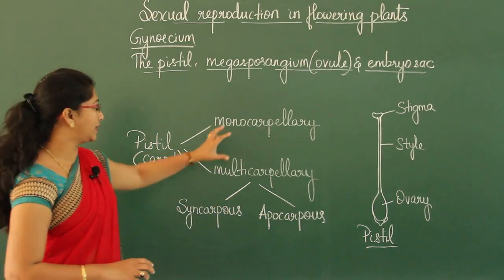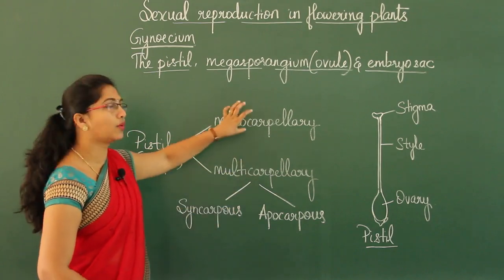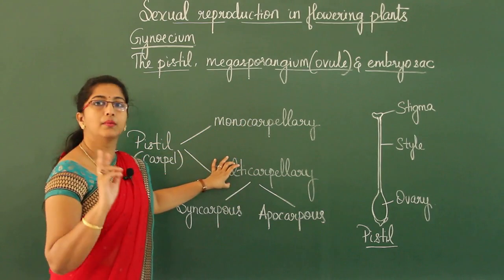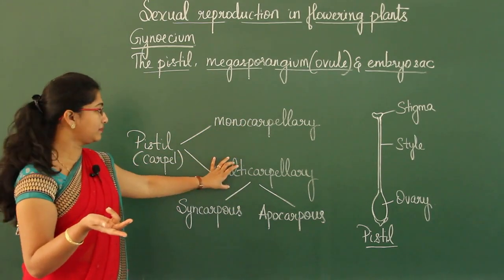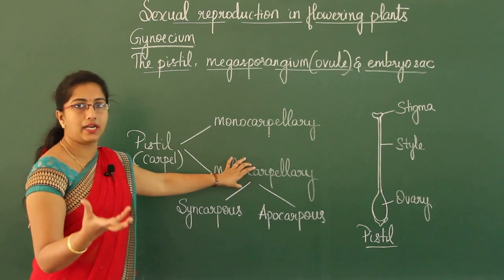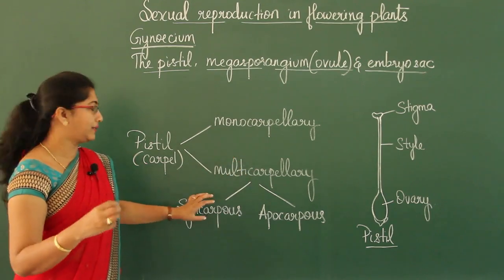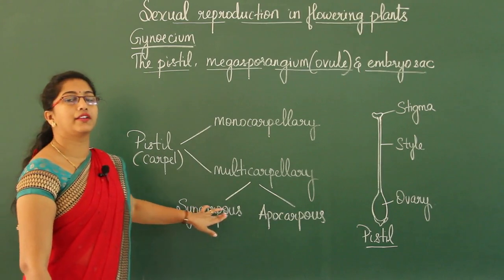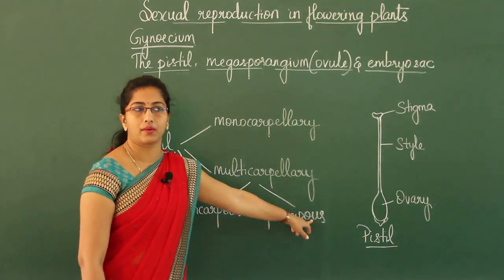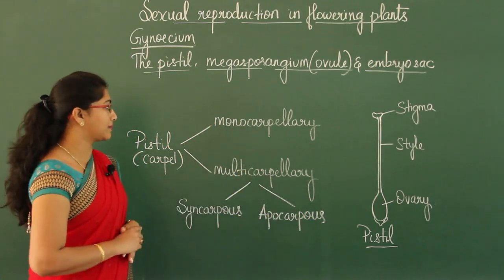You need to remember these terms: monocarpellary, single carpel; multicarpellary, more than one carpel. In a multicarpellary condition, if all the pistils or carpels are fused, then we call it syncarpous, and if they are free, then we call it apocarpous. Now that is about these terms.